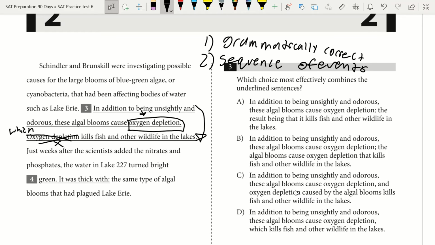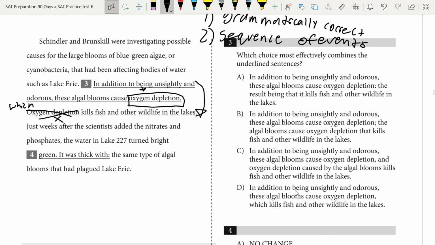So if we're looking for an option that has that, the quickest way to find it isn't going to be to read through all of them. The quickest way is to read through the shortest one first and then go shortest to largest, because generally the shortest one is going to have the least redundancies and be the most efficient. So we always start combining sentence questions with the shortest answer choice. I see that's going to be D, so that's the first one I'm going to look at.